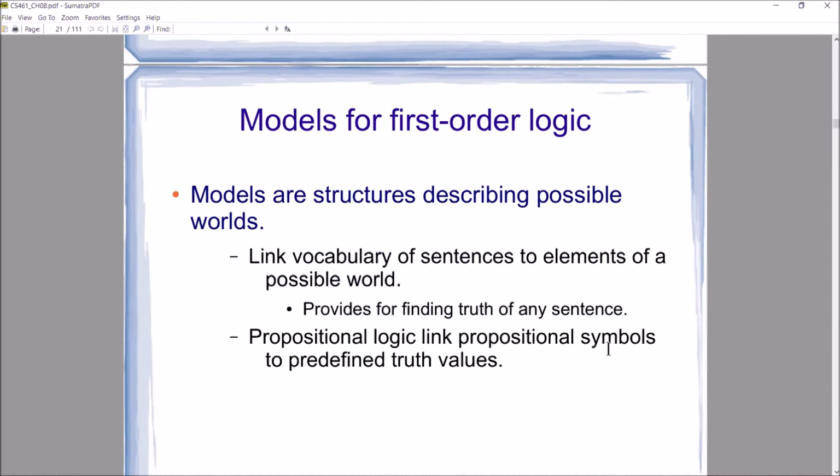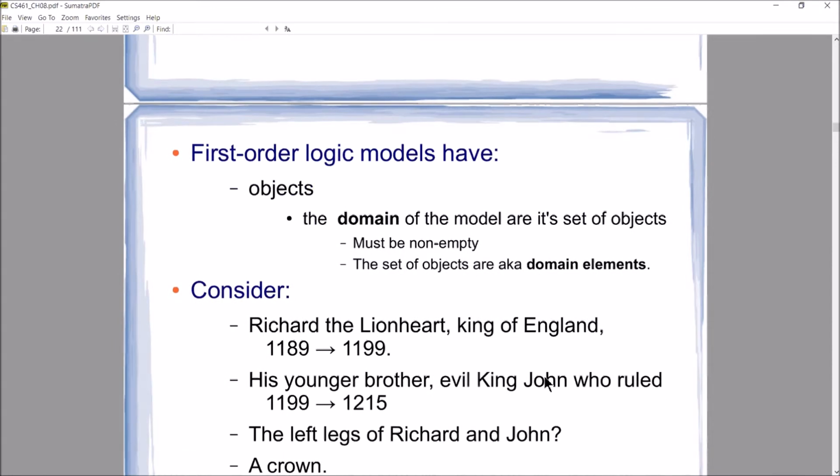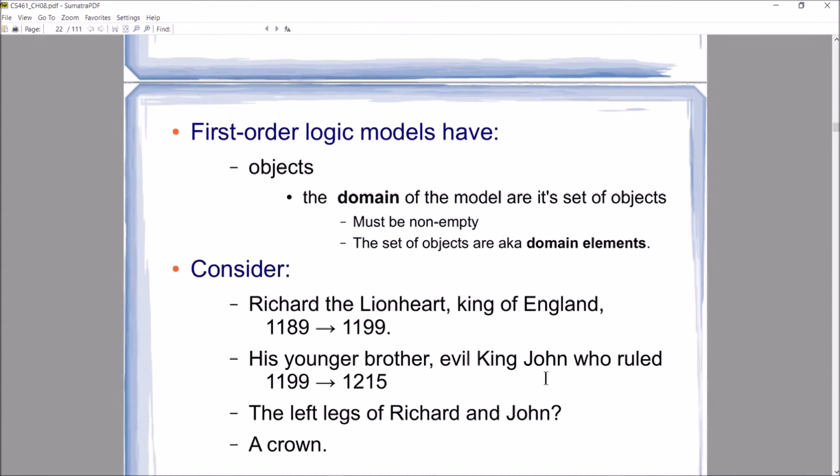Now, models in first order logic do some similar things, but they're a bit more interesting. Okay, so when you talk about the domain of a model in first order logic, what you have is a set of objects, right? A set of objects. And these objects are also known as domain elements. And for reasons, we'll just leave it at that, the domain must be non-empty. And for our purposes, we don't really need to go into it. But the text talks about it a little bit, which you can review if you want to.